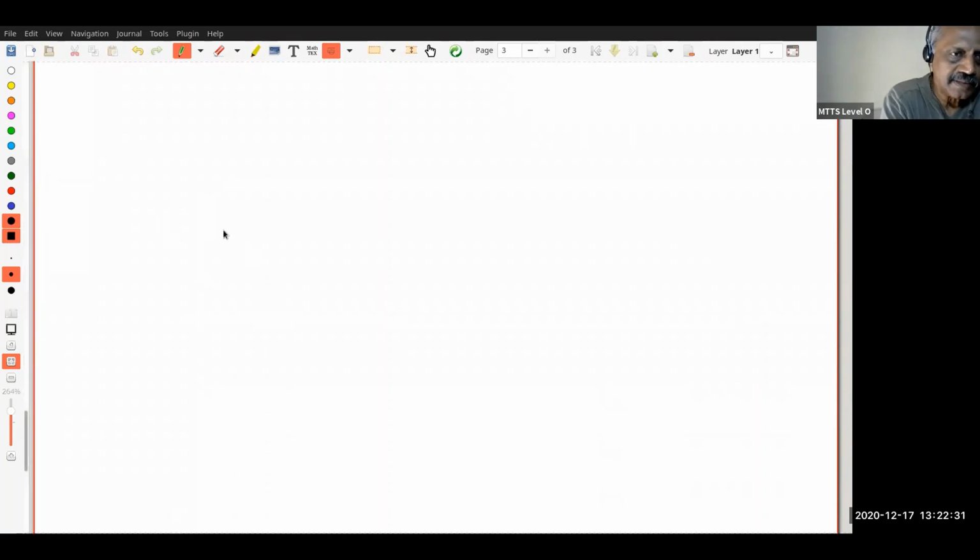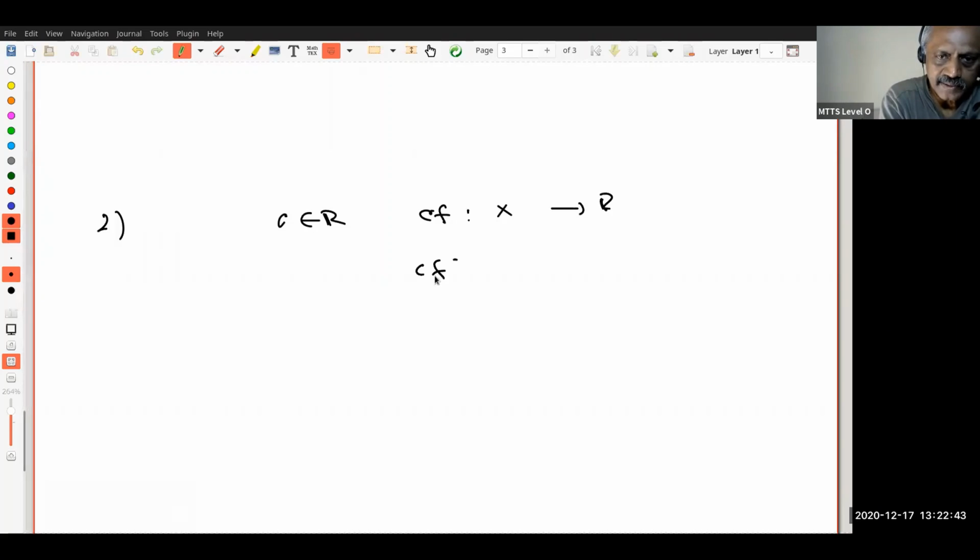Okay, now what is the next one? Next one is also easy. What is the easy one? Continuous, c is a real number and c times f is from x to R. What is c times f at x? I know all of you know that c times f, this is a product of two real numbers. Okay, what is the easy proof?